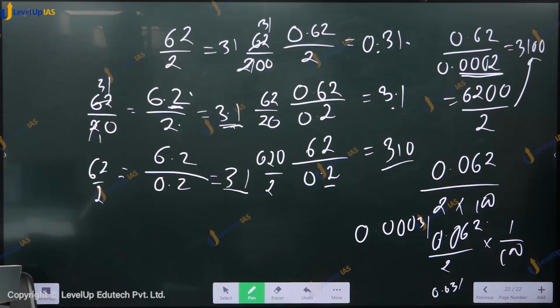ठीक है, नहीं समझा? मेथड कौन सा अच्छा लगा, फर्स्ट वाला सेकंड वाला? वो कर लो, वो करके देख लो.